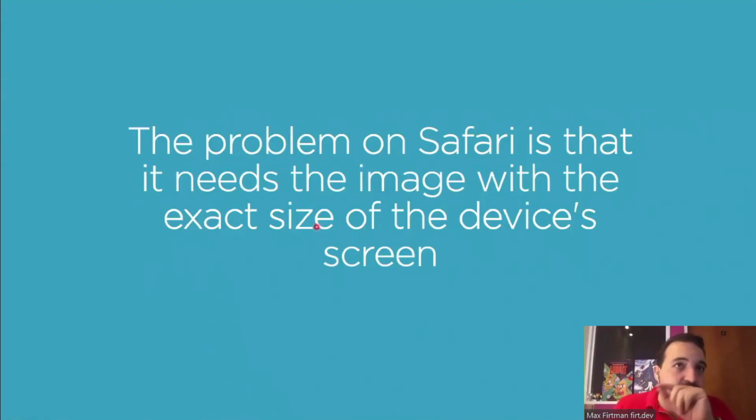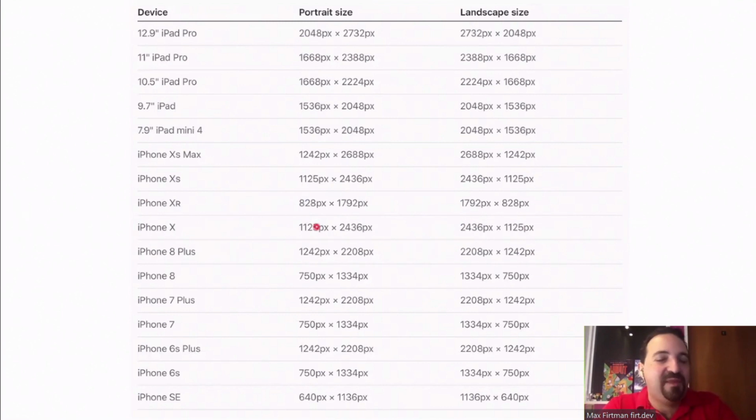The problem is that it needs the image with the exact size of the device's screen. So if you have a PNG file that is not exactly 100% of the screen, it's not going to take it. And the problem is that we have so many iOS and iPad devices out there with different resolutions. And also we have portrait and landscape, which is a problem. Okay. And by the way, you can see that this list is actually outdated. So it's not including the latest iPhones. So it's a big problem that we have, actually, because we need to provide a lot of PNGs. And that's kind of a problem.